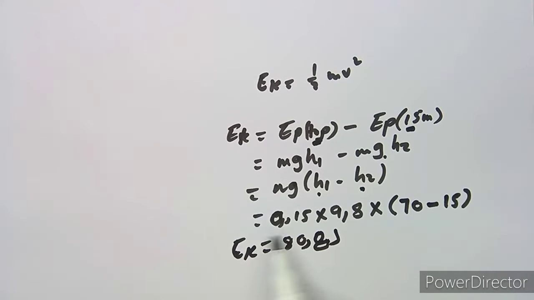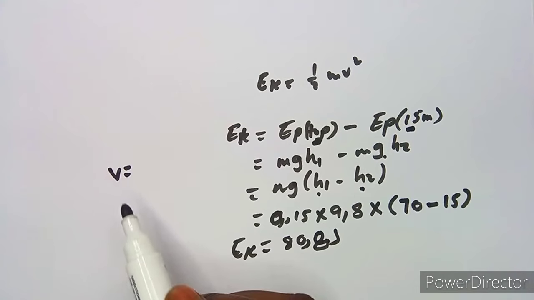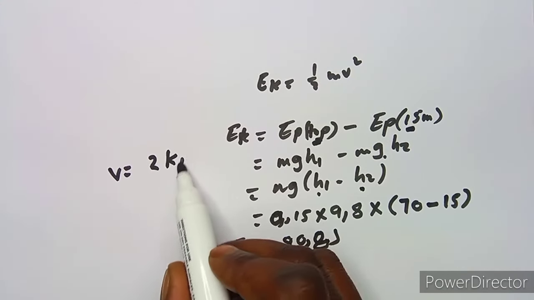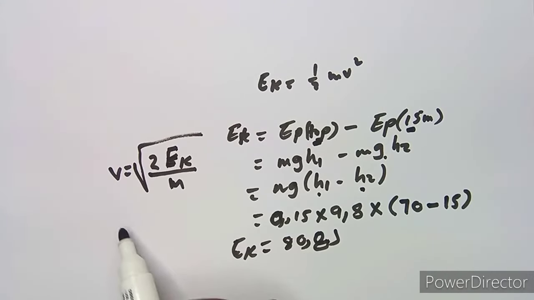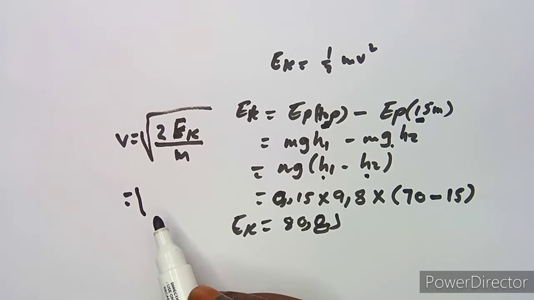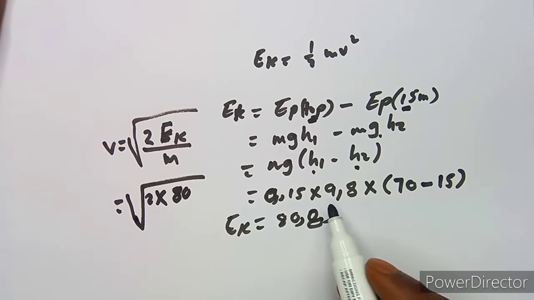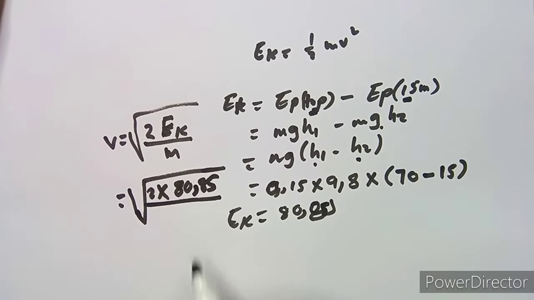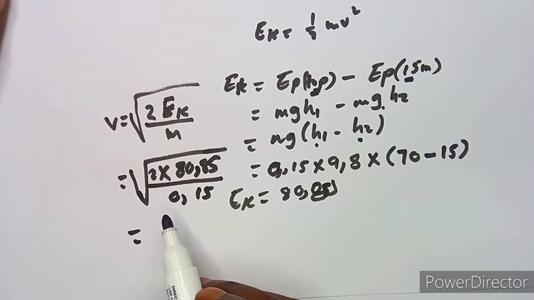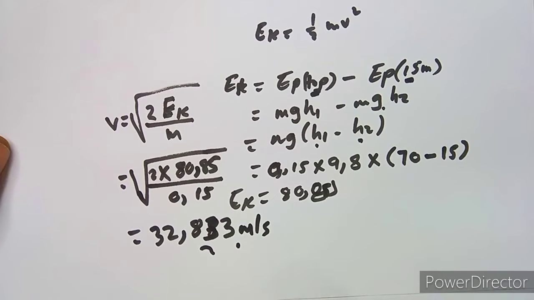This is your kinetic energy. Then we know that kinetic energy, like we said, is half mv squared, so you can transpose your v to be equivalent to 2 times the kinetic energy over m. Then you can put in your square root there, so it's going to be the square root of 2 times this kinetic energy, which is 80,85, over the mass of 0,15. So you must be able to obtain the same velocity that we obtained from that previous question that we did, 8,833 meters per second.